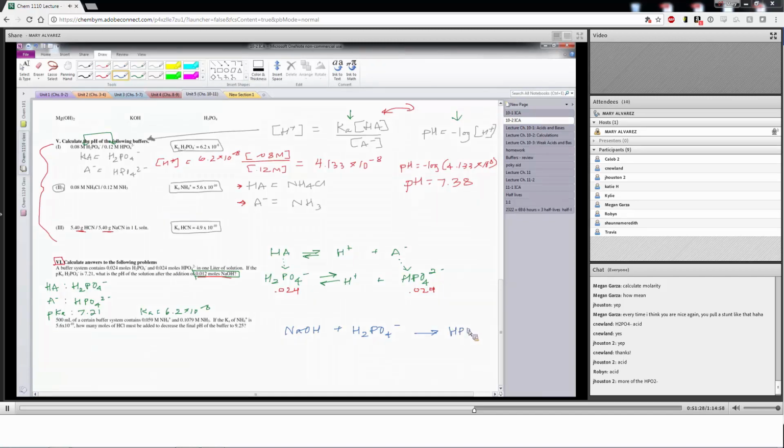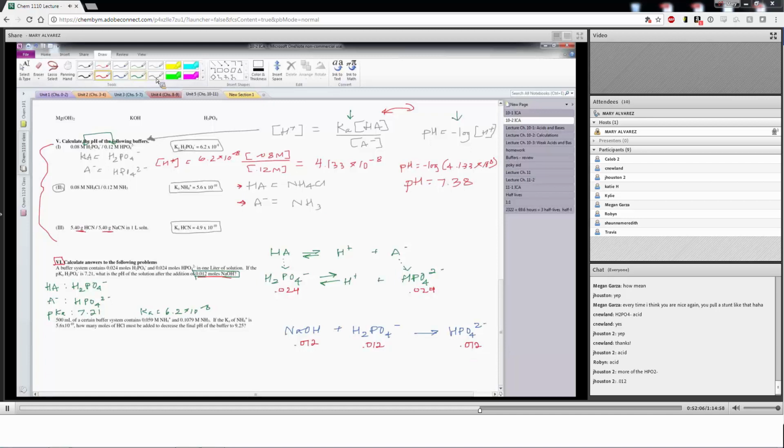Excellent. All right, so we've got 0.012 moles of this. How many moles of the acid is this base going to use up? Like 0.012 moles of sodium hydroxide is going to react with how many moles of the H2PO4 minus? It's the same. Because 1 mole of this reacts with 1 mole of that, so 0.012 moles of this will react with 0.012 moles of that, and that's going to make 0.012 moles of this.